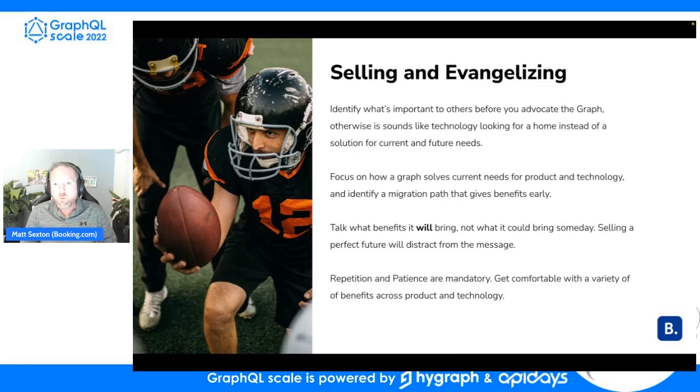And talk to them about what it will bring, not what it's going to bring someday. These are the benefits that we get with the graph, with the schema first approach, with getting that very solid upfront approach to how we see our data and how we use it. It gives them a lot. We can start hooking that into what it's going to give them today.